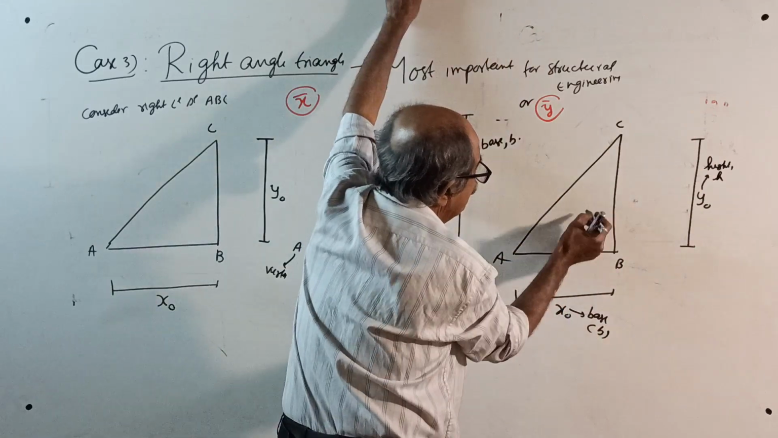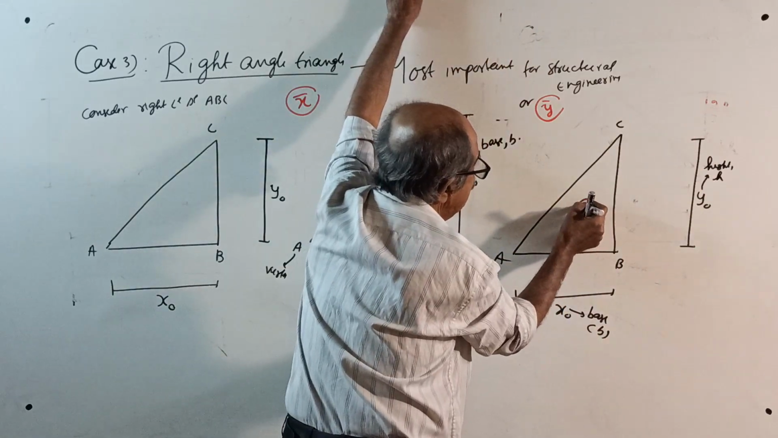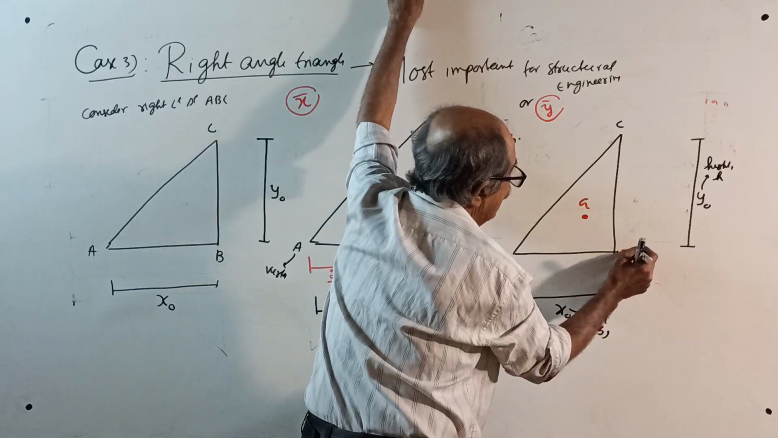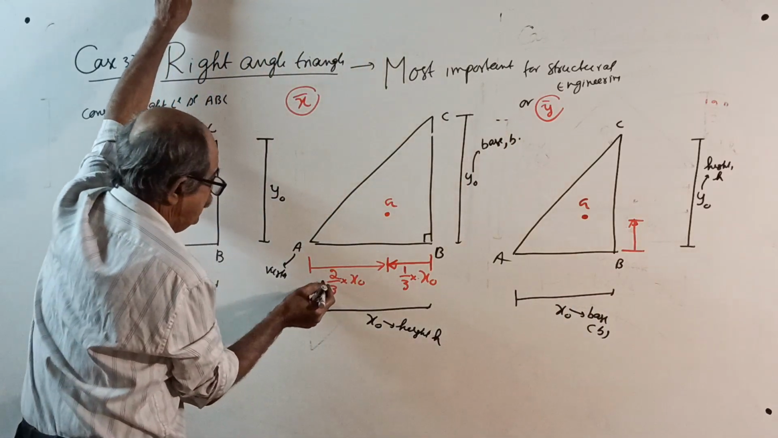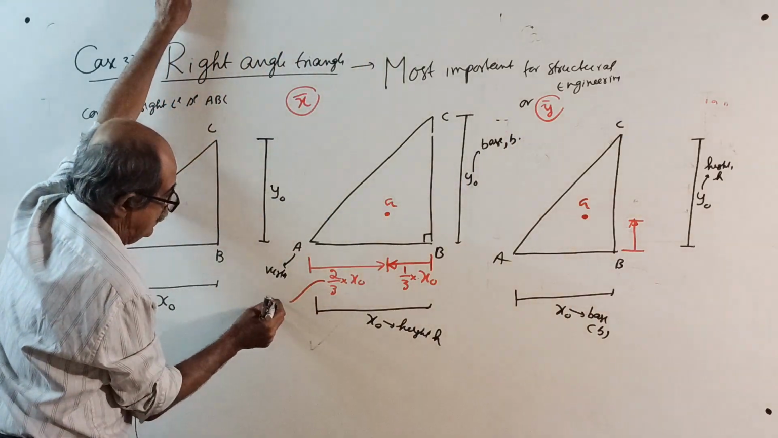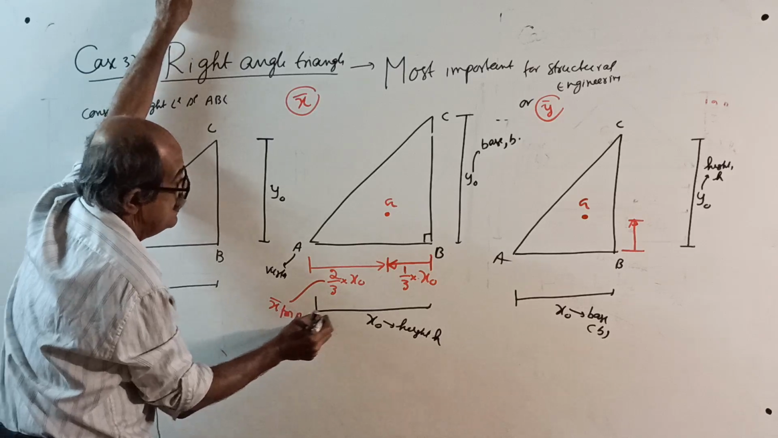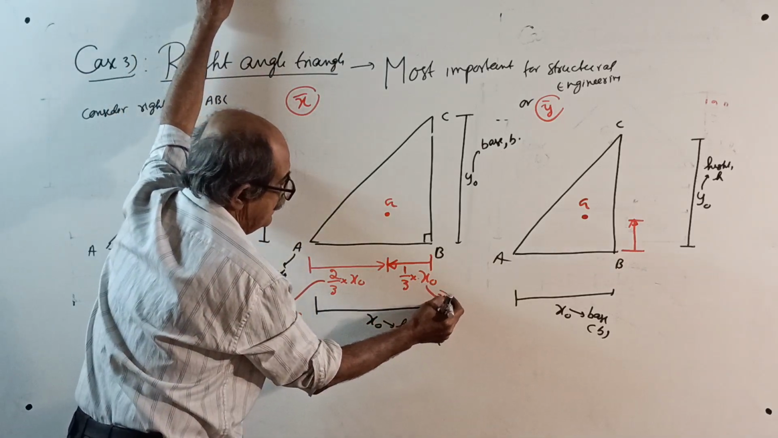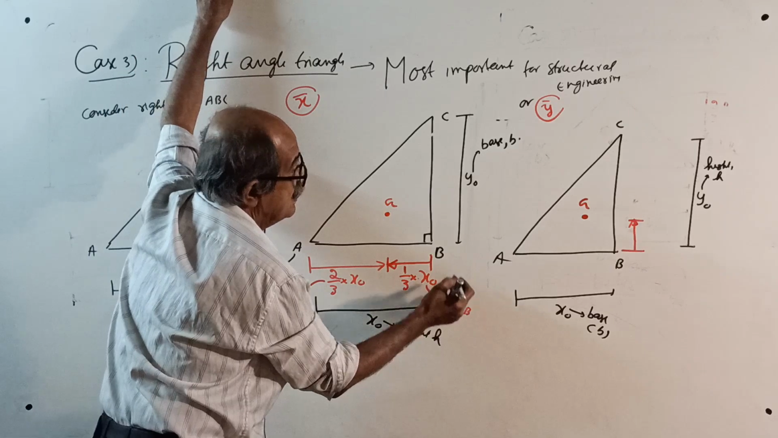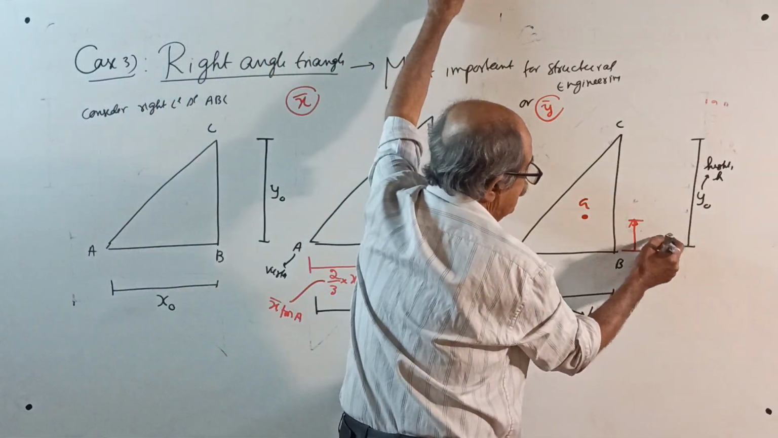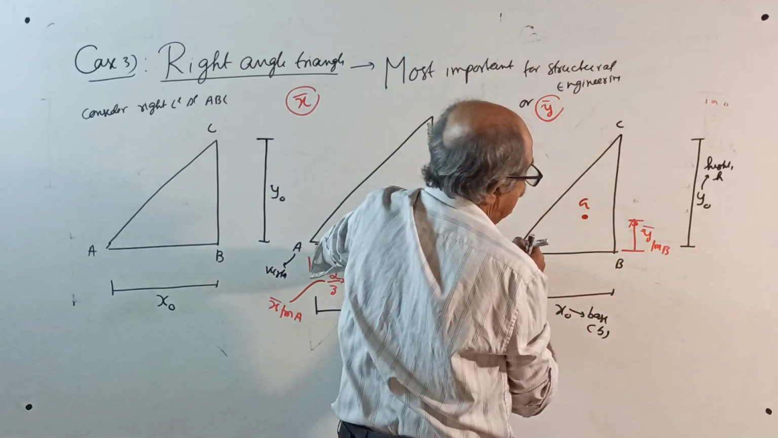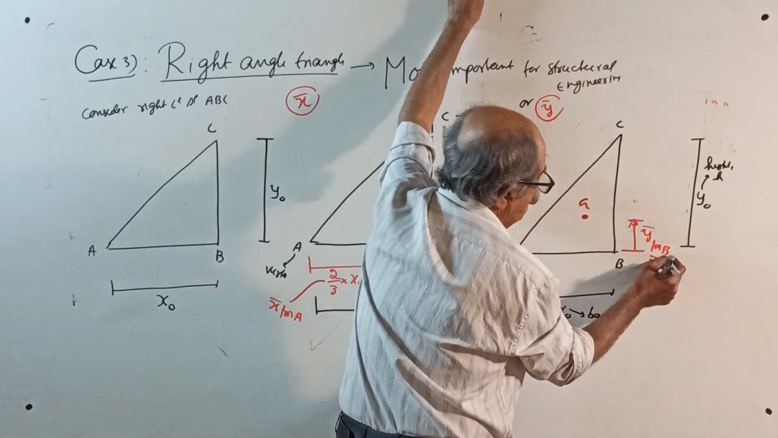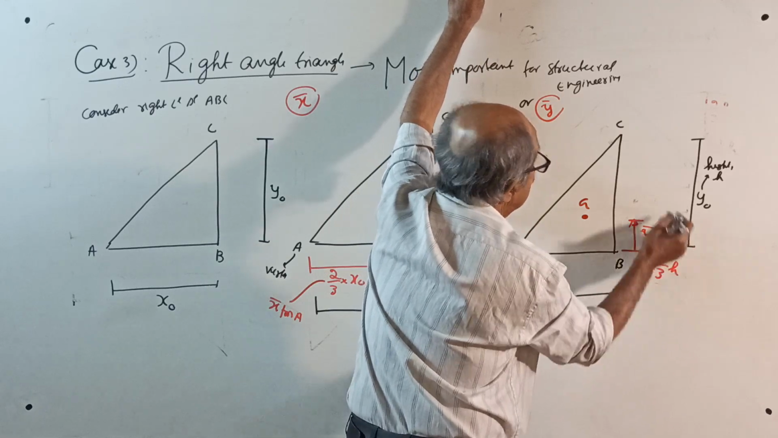See, along the height, centroid is here, G. From here, along the height, this is your x bar from C. This is your x bar from A. This is your x bar from B. Here, this is your y bar from B, equal to 1/3 of h.